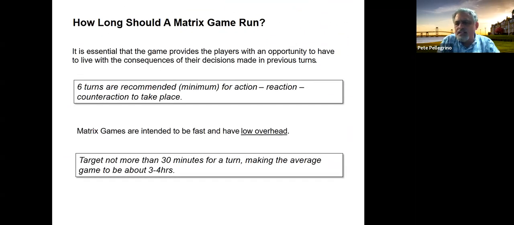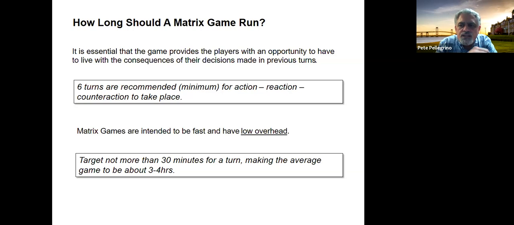So how long do these games run? Well, typically, you need to get people through about six turns all the way around the table, given as many people as you've got. Remember, if you've got eight players and six turns, you've got 48 goes at it. That's to really get enough back and forth going for action, reaction, counteraction to start to move the game from where you started to some undetermined endpoint.